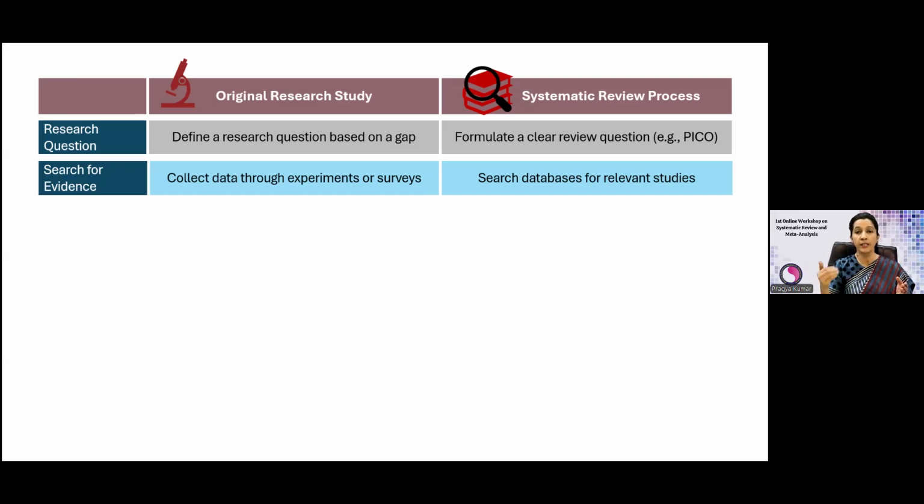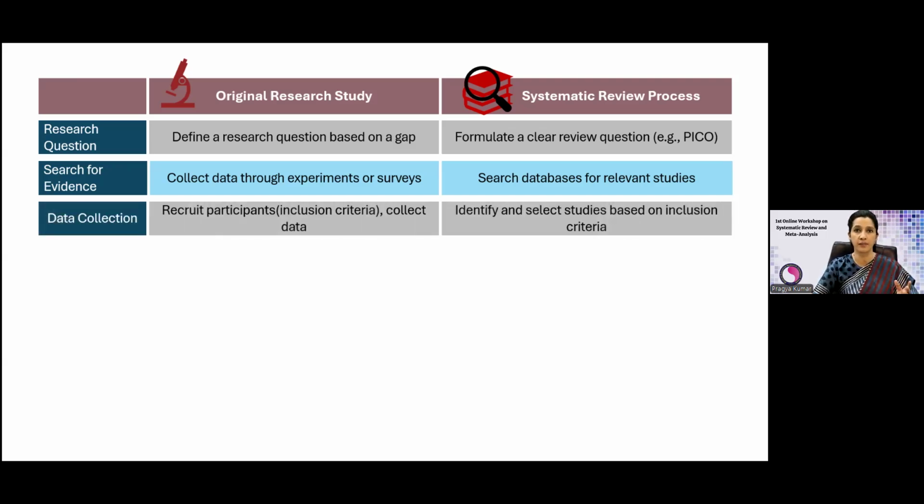But you do need to register it in PROSPERO. We will talk about that. That registration is different, and the process of getting ethical clearance generally takes approximately 2 to 3 months. So this way you can save your time in doing a systematic review. Again, this is one advantage of doing a systematic review.